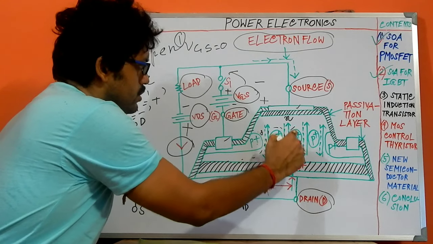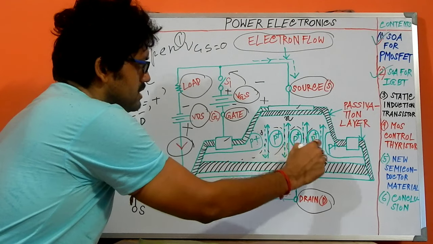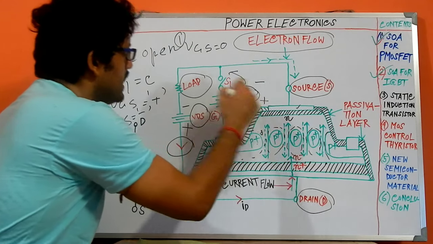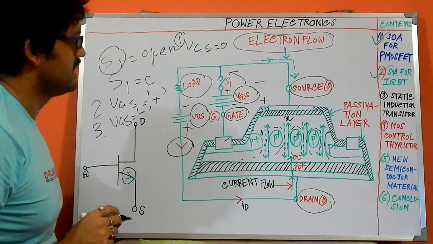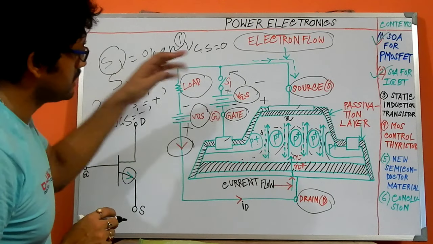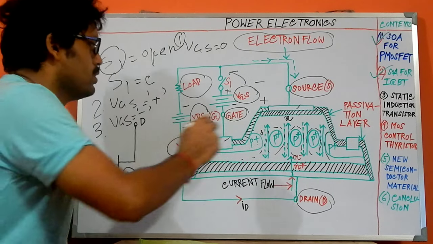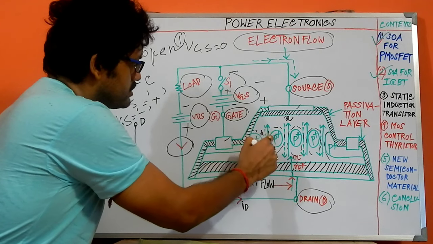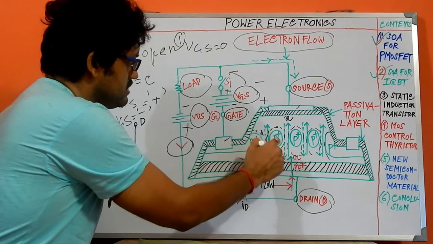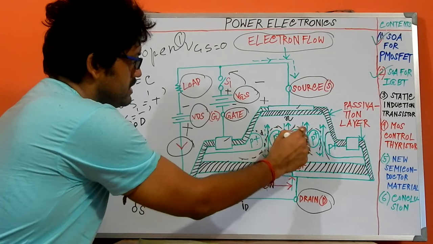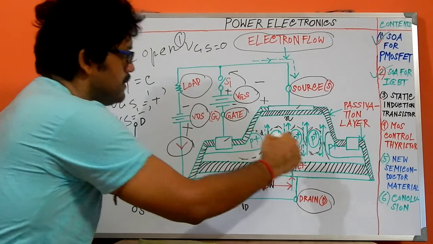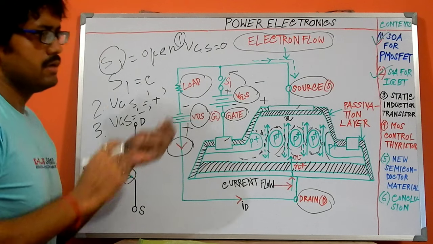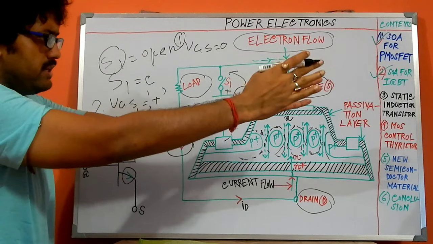So you could see that the additional depletion layer is formed if we connect the VGS in the reverse direction, or in the reverse polarity. So the depletion layer has been formed. This is the depletion layer. This depletion layer is formed in between this P plus and N minus. Here the depletion layer is formed.